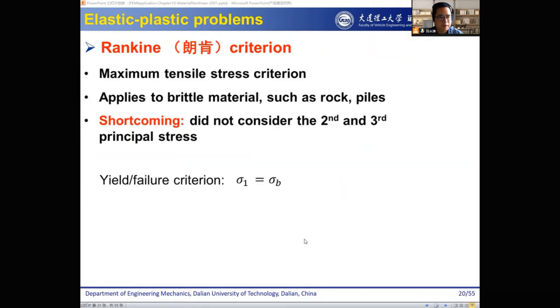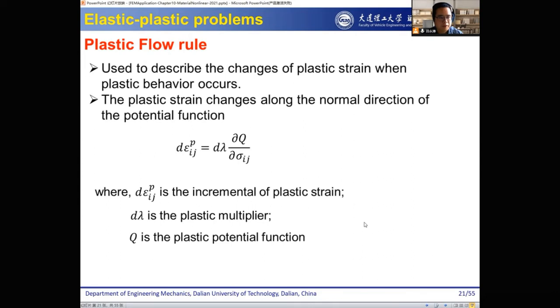And then we have the other criteria. So this is the maximum tensile stress. It's also for brittle material such as rock and pile, but the disadvantage is that the second and third principal stress are not considered. Okay, just for you to know. Then we have some plastic mechanics. Okay, this is the knowledge from plastic mechanics.